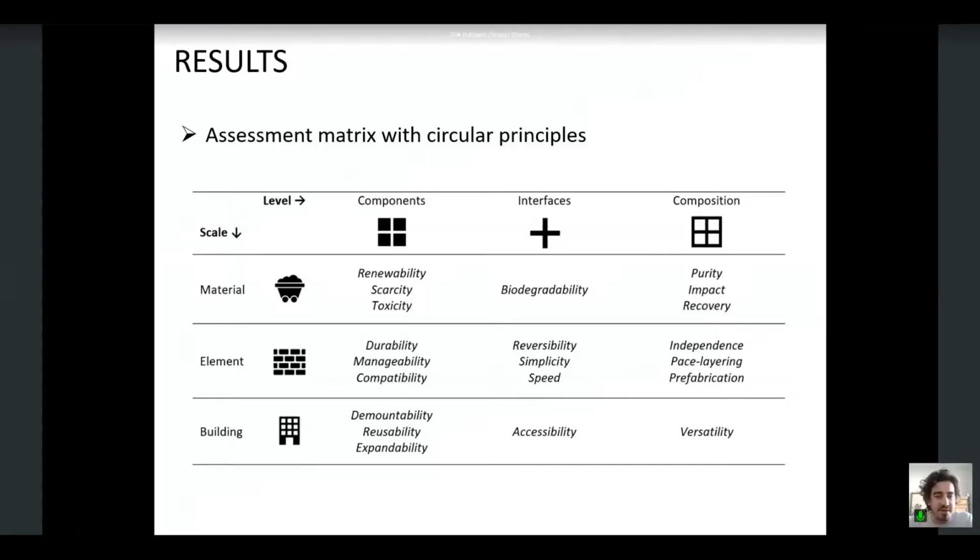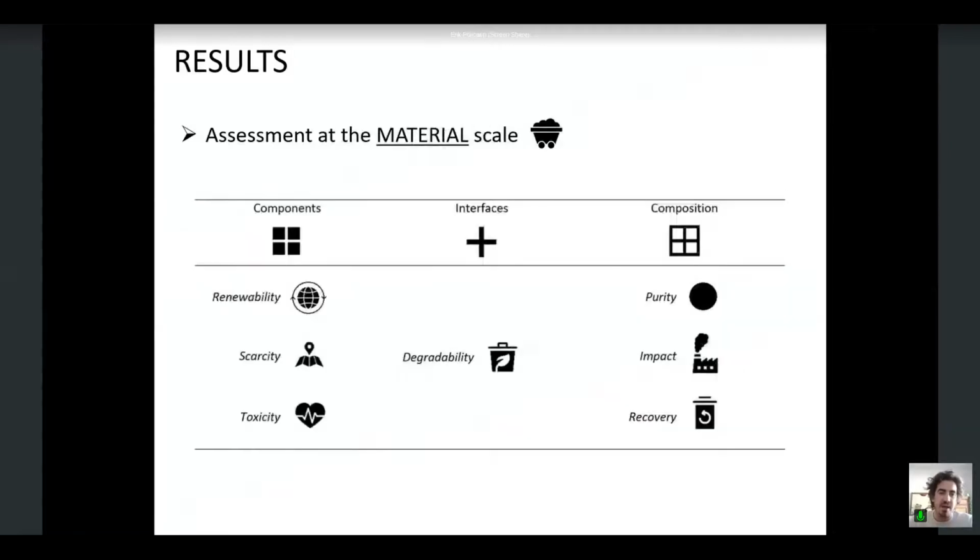So for the full assessment of the two cases, I invite you to read my paper, but for now, I would like to give you more general findings and insights resulting from this triangulation analysis. And resulting from these findings, it appeared that the highest potential of earth was at the material scale.